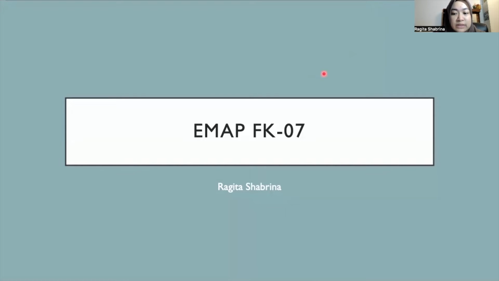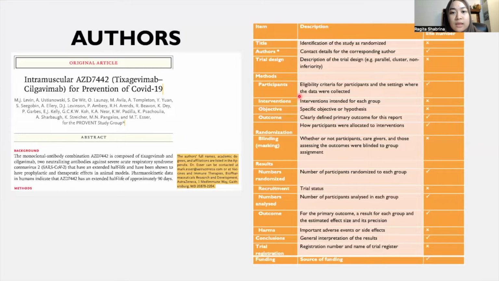And I will present about the CONSORT 2010 checklist of information to include when reporting a randomized trial. In the first session, I want to identify the abstract of this article first. So let's go to the next item, which is the title.